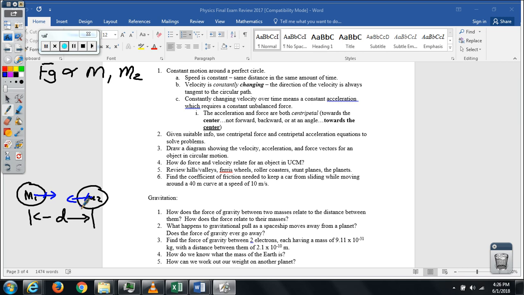So the force of gravity is proportional to the product of the two masses. So if I double this one, the force of gravity doubles. If I triple just this one, the force of gravity triples. If I triple this one and I double this one, the force of gravity is now 6 times as strong. Okay?